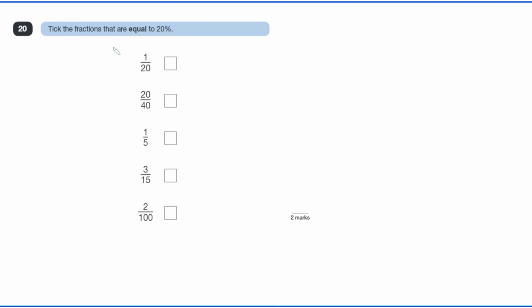Question number 20. Take the fractions that are equal to 20%. So 1 over 20, you can times it by 100. So that is going to be 5%.